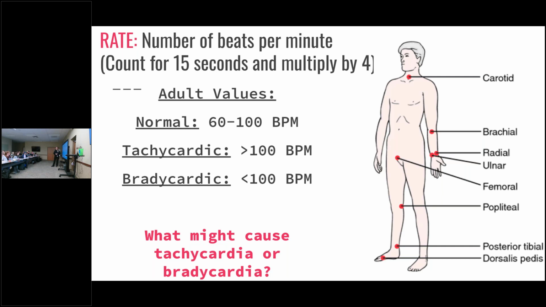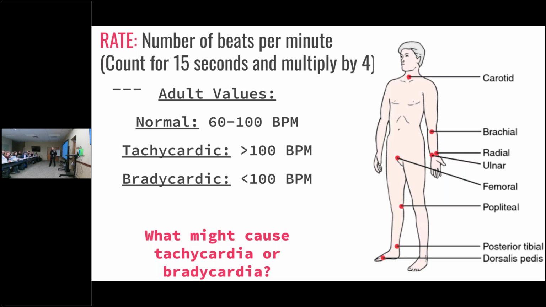Tachycardic is going to be above 100 beats per minute. Bradycardic is going to be below 100, or I'm supposed to say 60 beats per minute here. Sorry, typo, my bad. So what might cause tachycardia in a patient? Drugs, that's a good one. Caffeine, cool. What about exercise, anxiety, things like that, right? What about bradycardia? Drugs, yeah. Perfect. Shock, that's perfect, yeah.